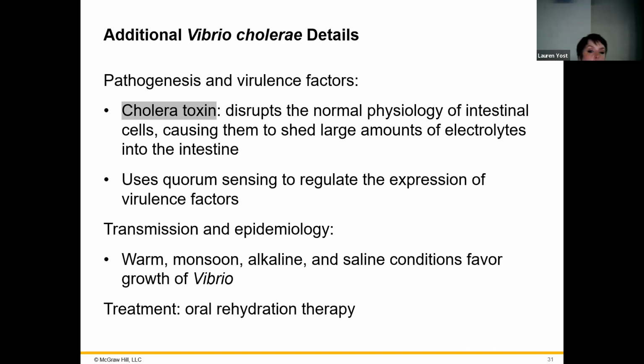So the thing that's associated with causing the disease is the cholera toxin that causes massive expulsion of fluids and electrolytes from the tissues and the bloodstream.